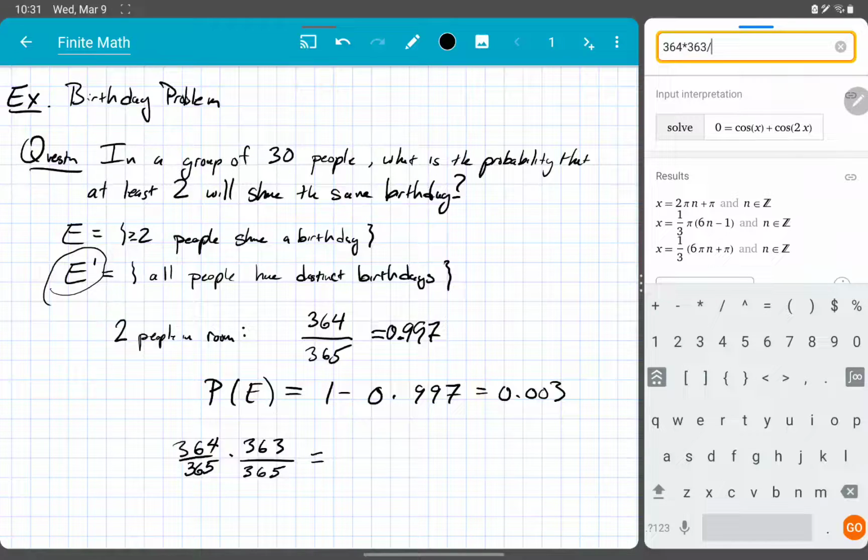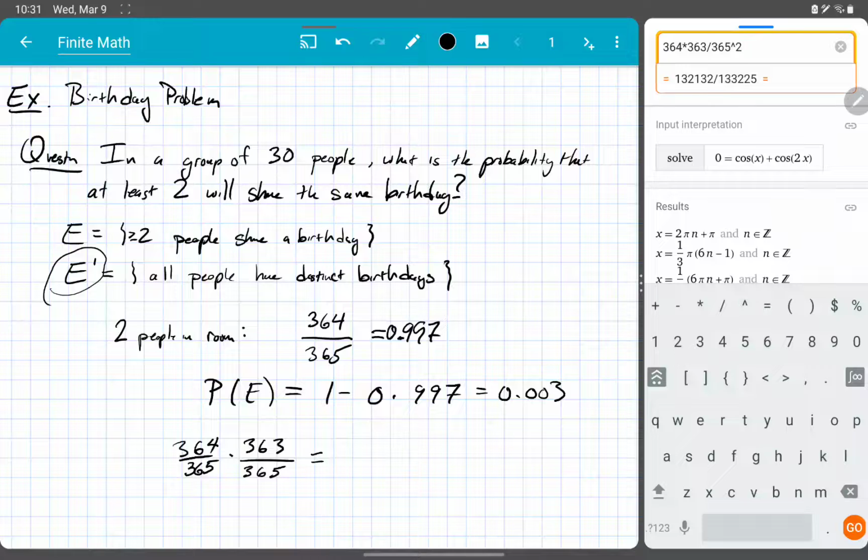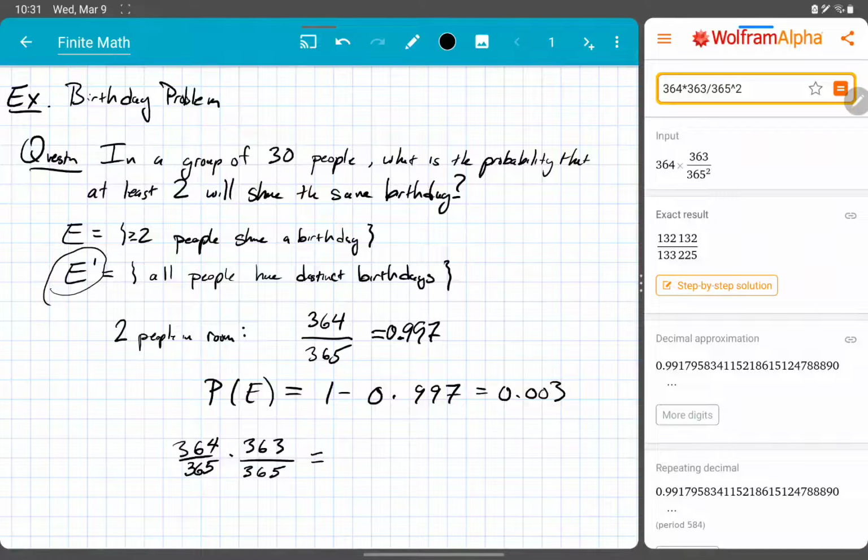Divided by 365 squared. Okay, this is about 0.991, or so let's say 0.992. And so the probability of the event we're looking for, having two people have the same birthday, is still relatively small, 0.008, thereabouts.